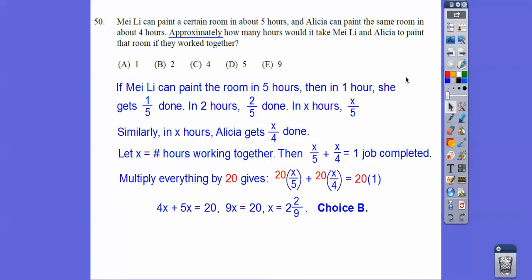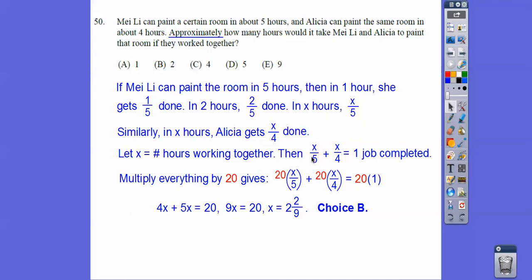Okay, so this is a classic one. So let me explain how I'm getting these x over 5s and x over 4s. Okay, so if Mei Li can paint it in 5 hours, then in 1 hour she gets 1/5 of the job done. In 2 hours she gets 2/5 of the job done. So in x hours she'll get x/5 of the job done. And since Alicia can do it in 4 hours, similarly she gets x/4 of the job done. So I'm going to let x be the number of hours that they work together.